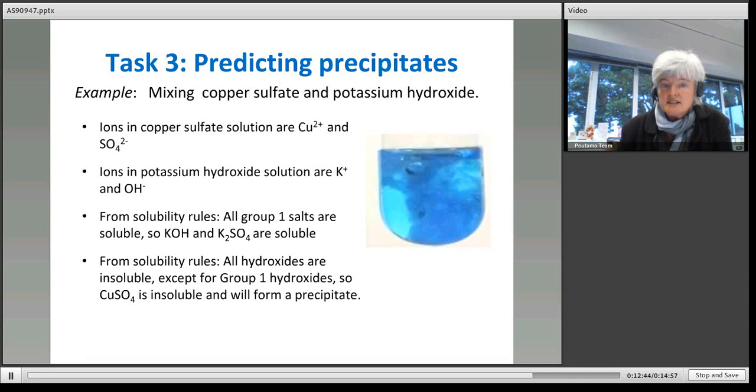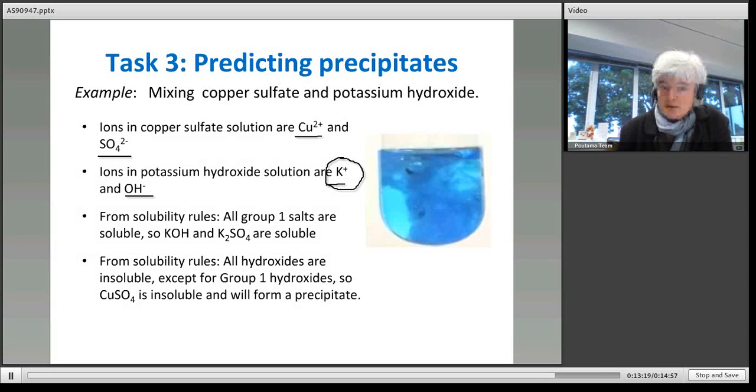So what is in my copper sulfate solution? I have copper ions and I have sulfate ions. What is in my potassium hydroxide solution? I have potassium ions and I have hydroxide ions. In case you're wondering, oh, I don't know my ions very well, a table of ions is given. So the formula OH minus would be there, or K plus. You must just recognize K plus as being potassium, of course, which can be tricky because K doesn't relate to potassium very easily.